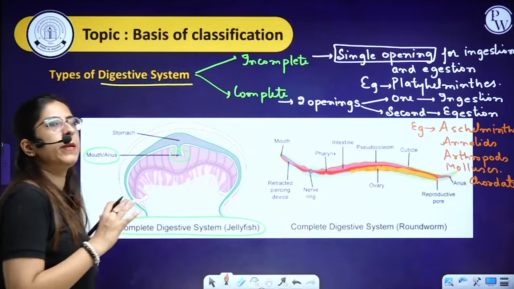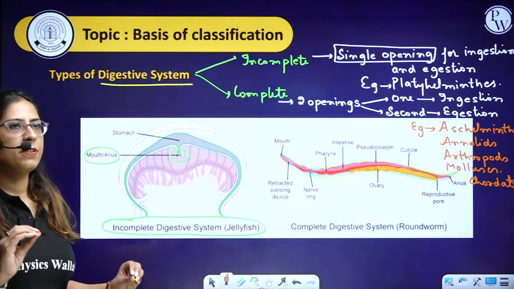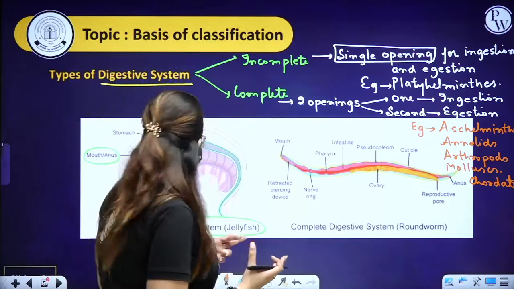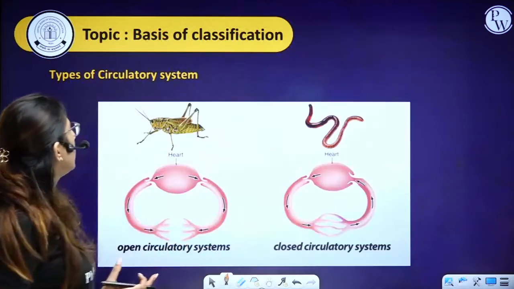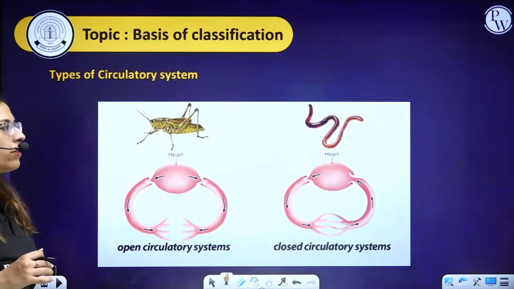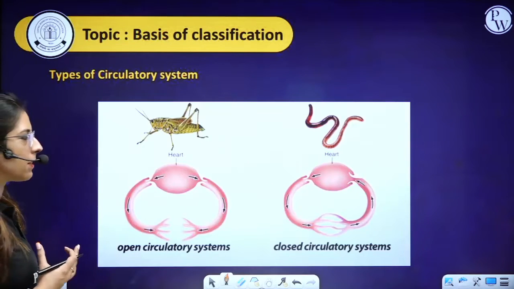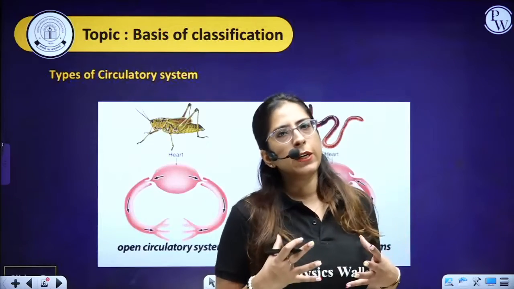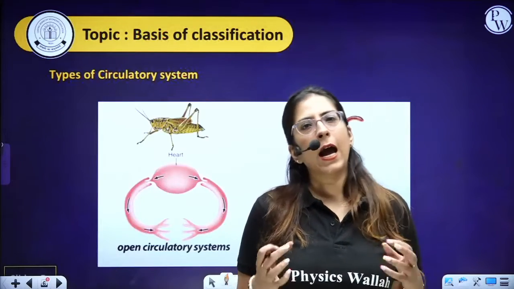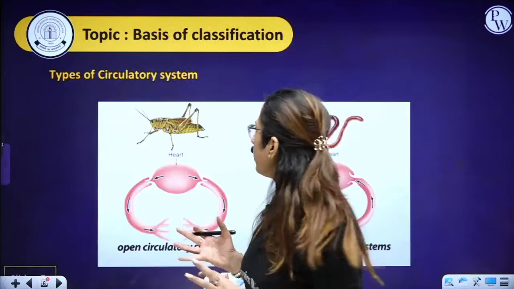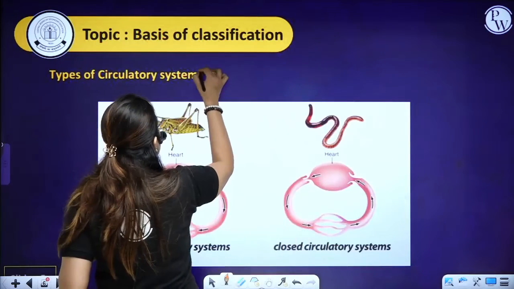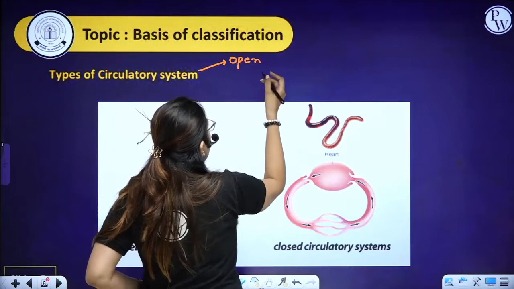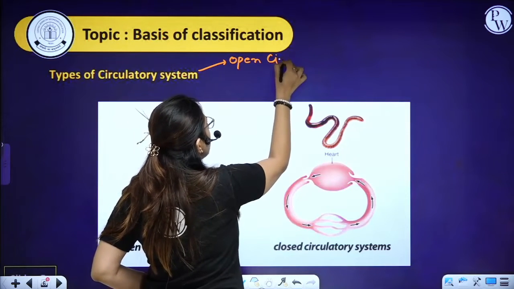Clear? Incomplete and complete digestive system, you should know the different examples. Incomplete means only a single opening. Now let's talk further. Let's talk about the circulatory system. In various groups of organisms, I'll be saying that the circulatory system is open, and the second one is the closed circulatory system. Let's talk about it.